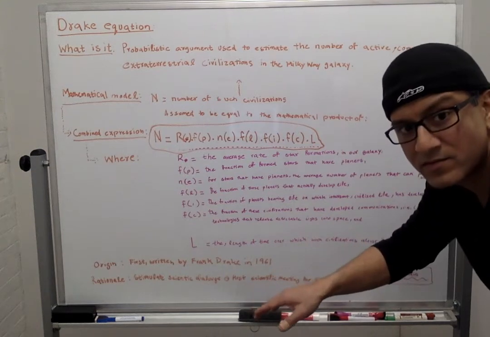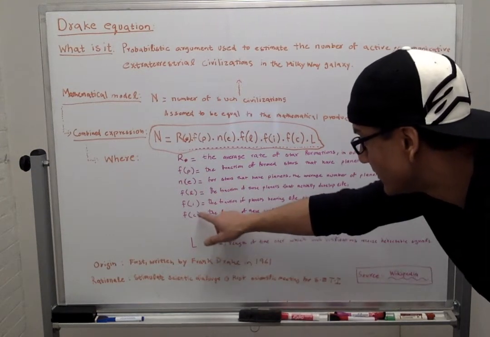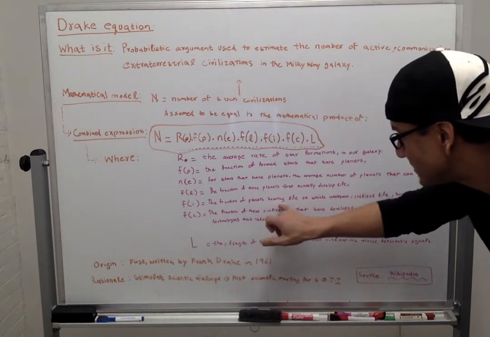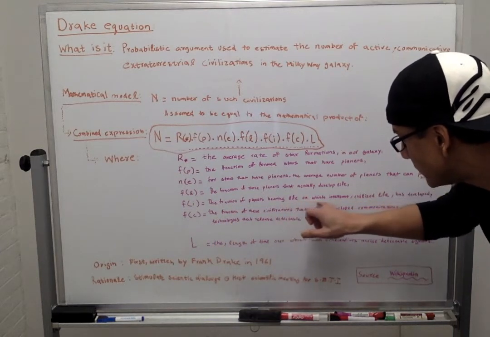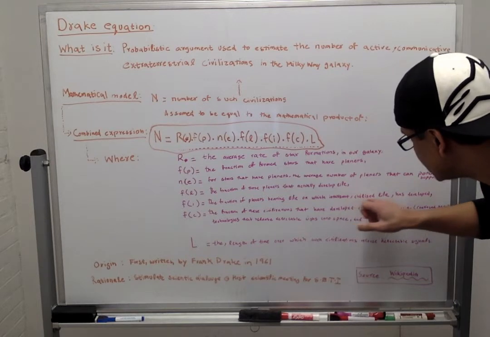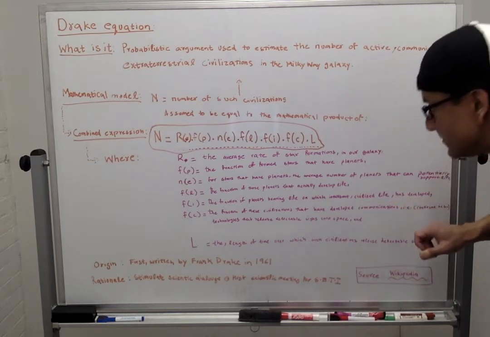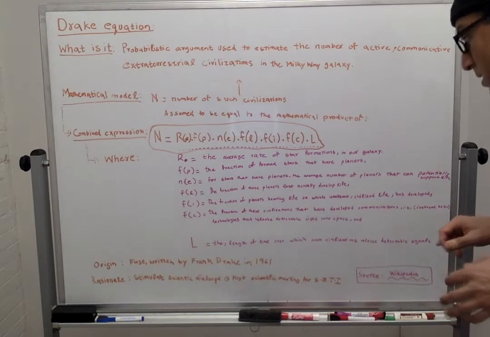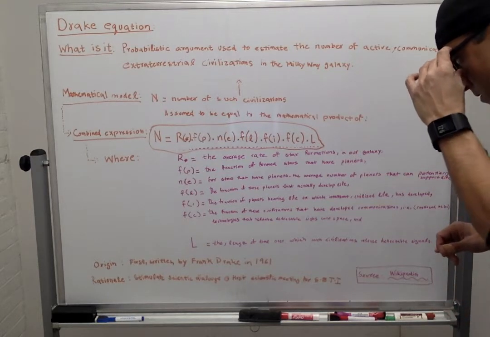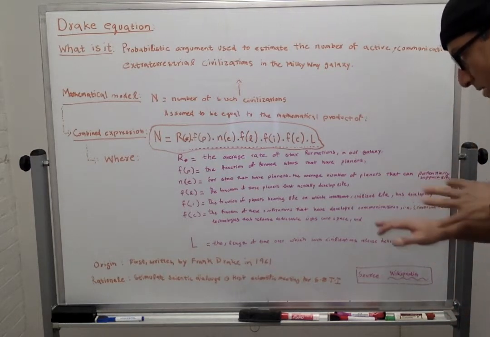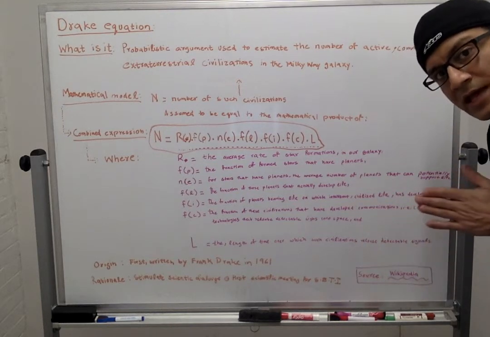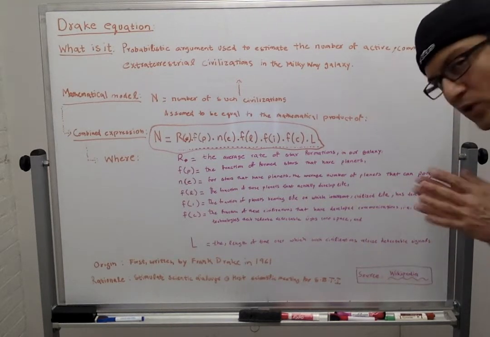Next up we have f sub i, which is the fraction of planets bearing life on which intelligent, civilized life has developed. I think this is an interesting point because intelligence is relative.